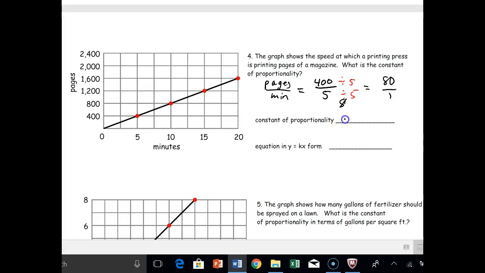So that's my constant of proportionality, 80 pages per minute. My equation is y is equal to 80x, right? Where x is the amount of time I give you, and y is the amount of pages you'd get. So if I gave you 10 minutes, you do 80 times 10, and you should get 800, and that's exactly what you get. If I gave you 20 minutes, you do 80 times 20, you should get 1600, and that's exactly what you get.